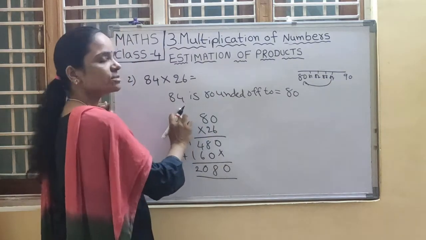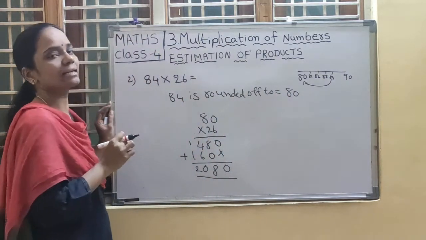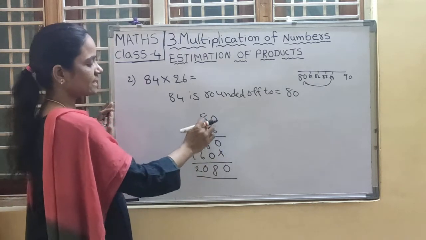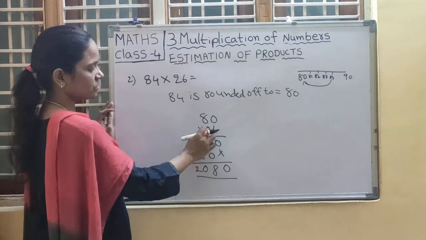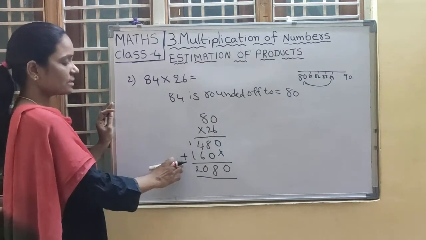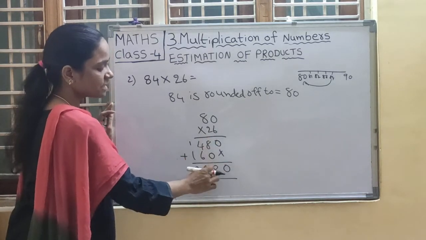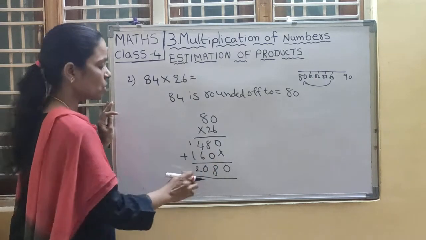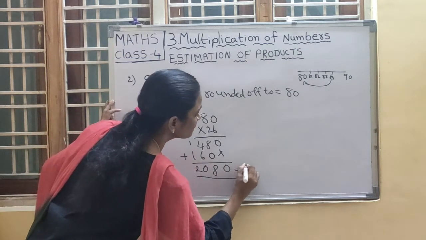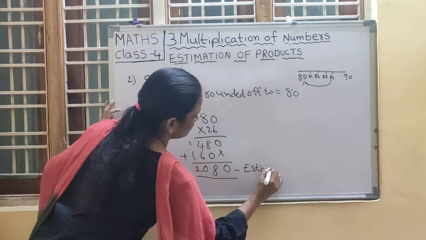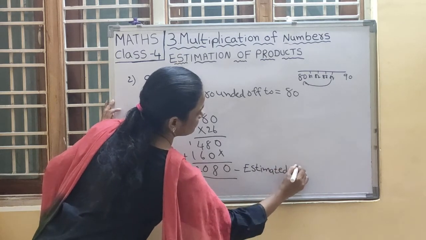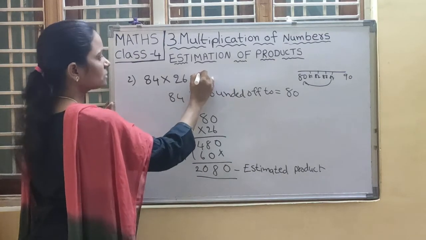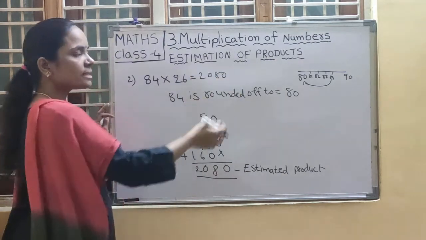So 84 is rounded off to 80. Its rough value or estimated value is 80, right? 80 here and 26. Now 6 into 0 is 0, 6 8s are 48, 2 into 0, 0, 2 8s are 16. Now take addition: 0, 8 plus 0 is 8, 6 plus 4 is 10, 0 right here, 1 is the carry, 1 plus 1 is 2. 2080 is the estimated product. So what is the estimated product? 2080. So these are the estimated products.